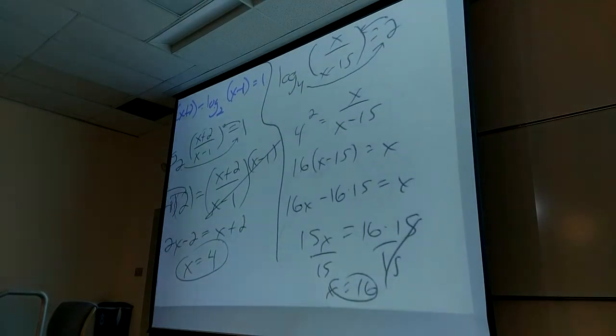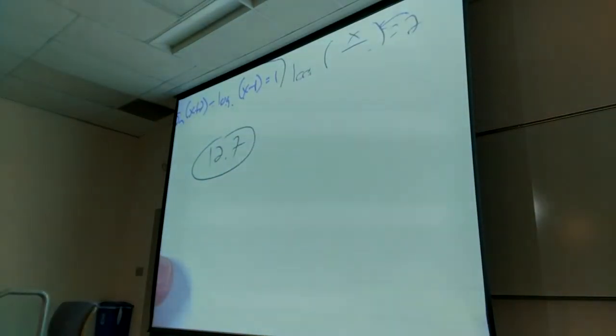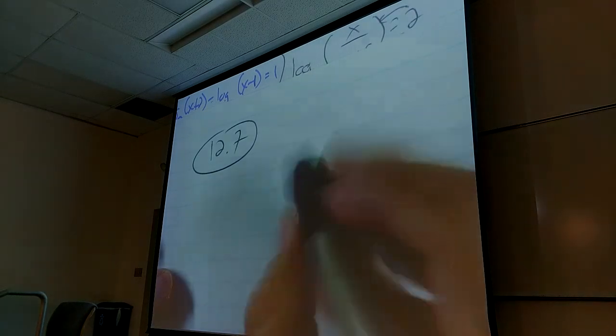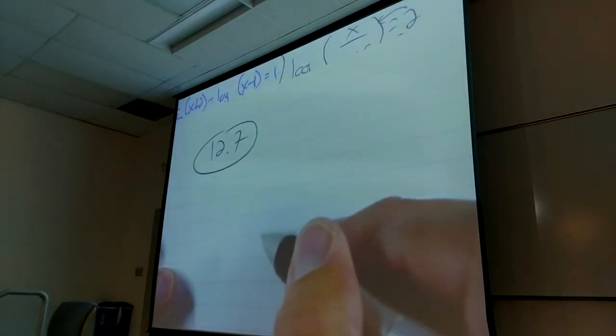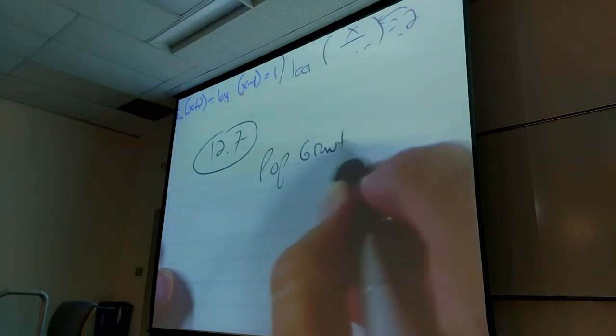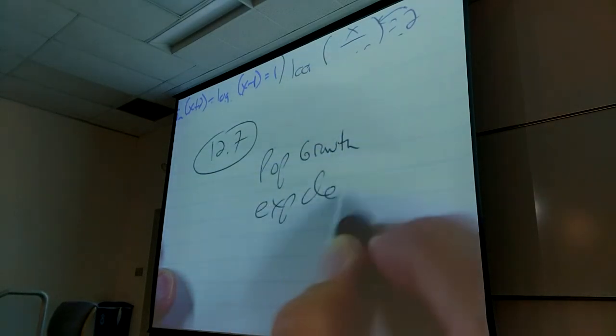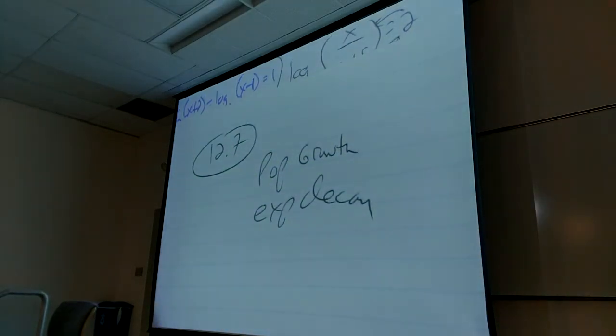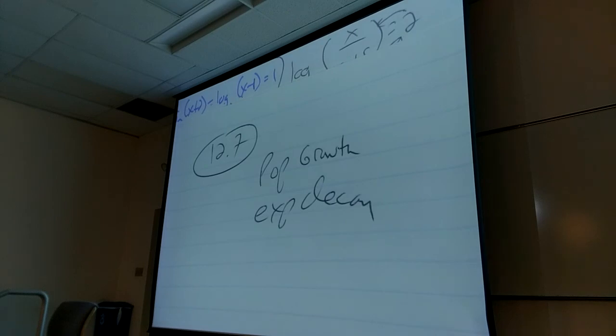Anyway, so the last section, 12.7. I'll have a handout tomorrow, hopefully. It's going to be population growth, exponential decay, like radioactivity, and other things that are modeled with exponential or logarithmic functions.